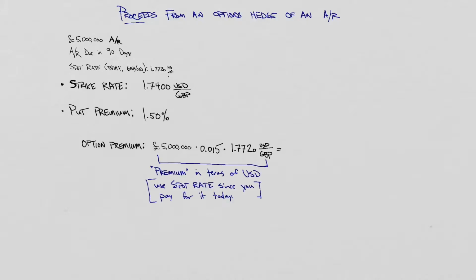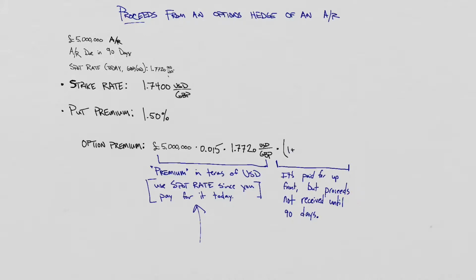So one final thing to remember is that we're comparing each of these approaches: the money market hedge, the option hedge, and the forward rate hedge. And while you pay for this option today, like the forward rate hedge, you don't receive the benefits until some point in the future, at the end of 90 days. It's paid for up front, but the proceeds are not received until the accounts receivable actually gets paid, 90 days.